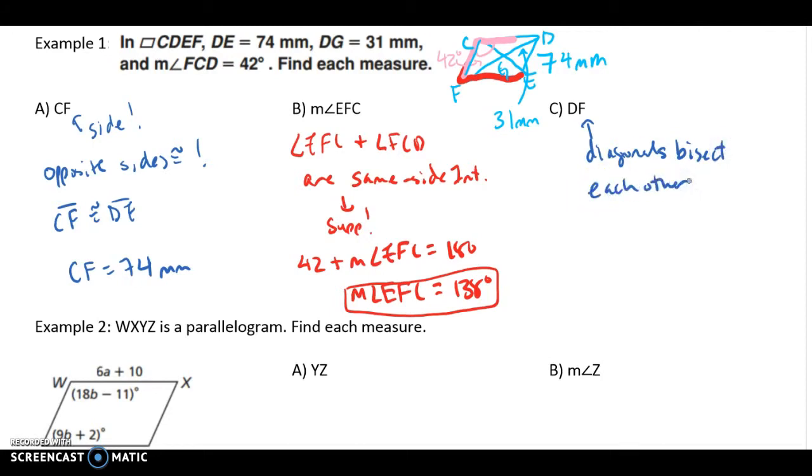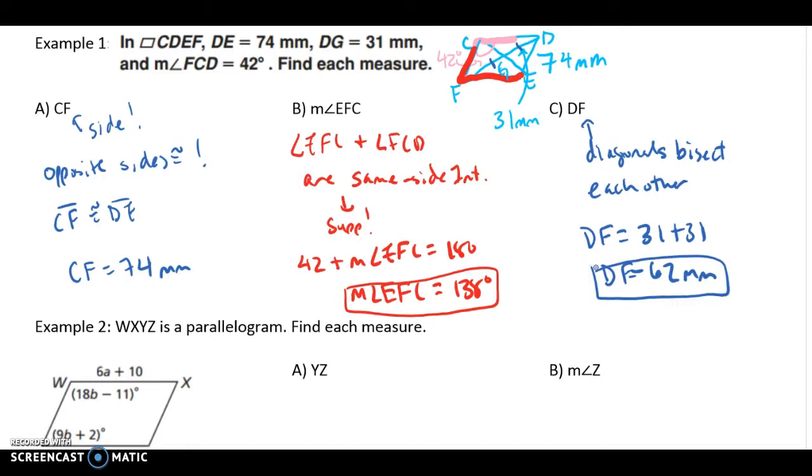Which means CE does what to that whole thing, DF? Well, CE should cut DF in half, right? So that means this 31, DG, is the same thing right over here for GF. So DF should equal 31 plus 31 to get 62 millimeters. Okay.